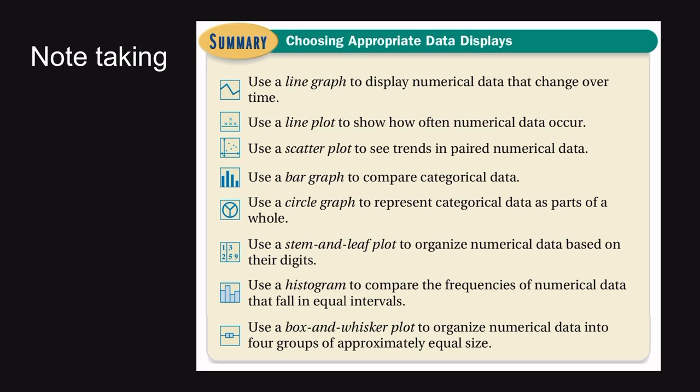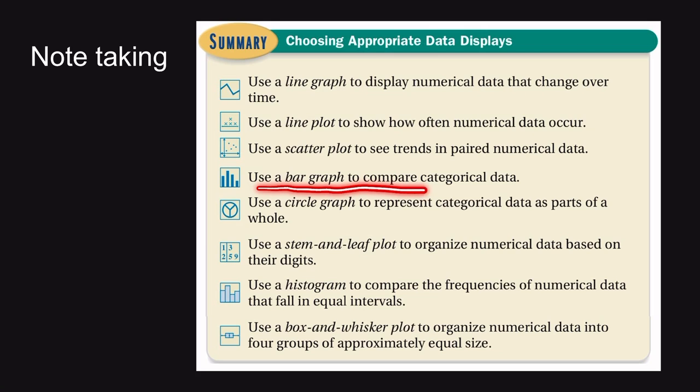All right, now that we got it all in there, let me just read through it with you guys. You guys read on your own, and then I'll read through it too. We got a line graph. You use a line graph to display numerical data that changes over time. Line plot to show how often numerical data occur. Scatter plot to see trends in paired numerical data, so like an X and Y pair.